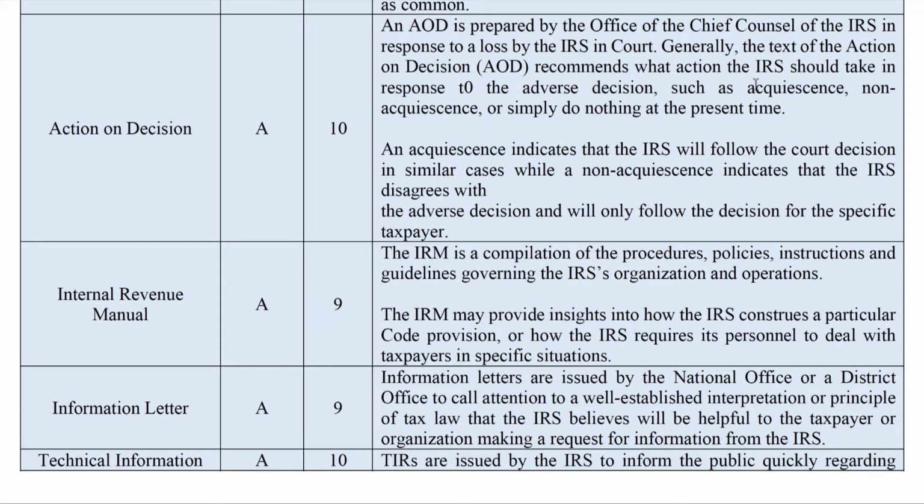So action on decision is basically a statement that comes out from the IRS that says, oh, in this case, we acquiesce with the decision. We agree with the court and we will uphold the court's rationale when the IRS loses. Non-acquiescence is when the IRS basically says, we're going to continue to go against.